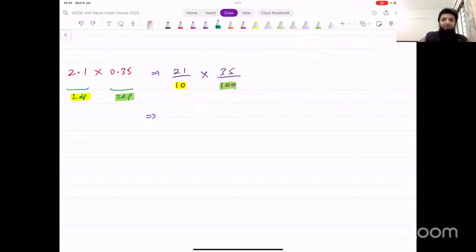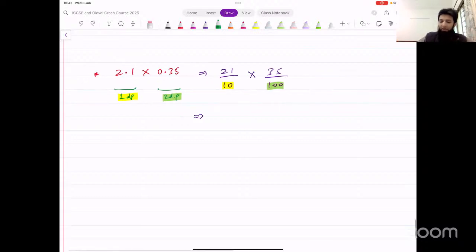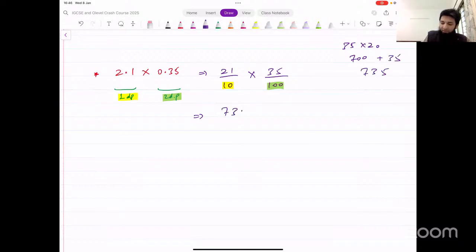21 times 35. How do you do that? A quick way of doing this would be you do 35 times 20, right? 35 times 20. What's that? That's easy, right? 35 times 2 is 70. But then you have another 0 here. So that's 700. Okay. So you multiplied it by 20. You had to multiply it by 21, right? So you add another 35 to it. And that gives you 735. So this becomes 735 over 1000.